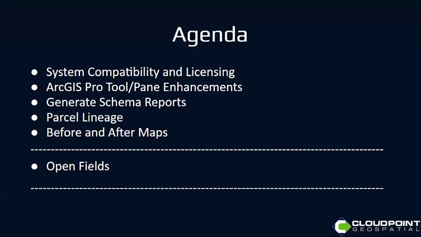What we're looking at today, we'll talk a little bit about system compatibility and licensing. We'll look at a few ArcGIS Pro enhancements with some tools. Talk a little bit about Schema Reports. And then most of what we'll do today is look at parcel lineage, before and after maps. Those will be some demonstrations.